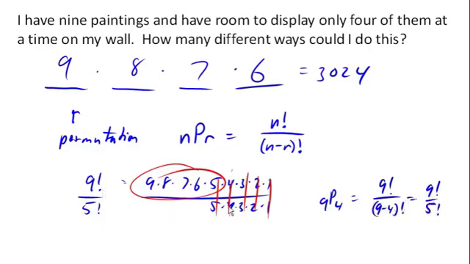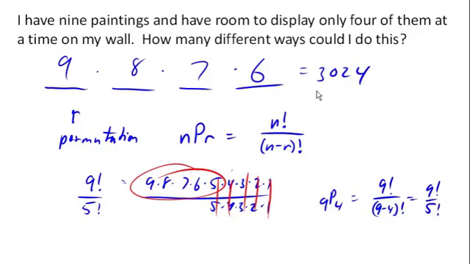The other way you can do this is if your calculator happens to have a permutations feature on it, you can ask it, what is 9P4? And it should spit out this 3024 answer for you. Now, this is kind of handy when we're looking at larger numbers. So let's look at one more example.